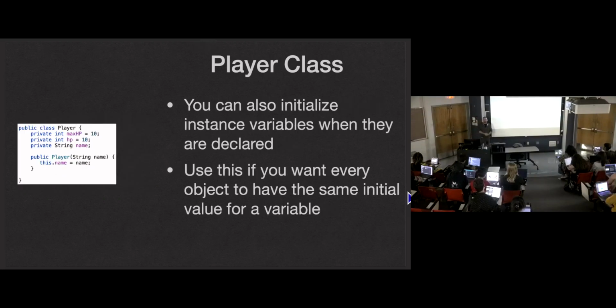And for what it's worth, you can initialize your instance variables inline, right when you declare them. If you have some instance variables where you want the same initial value for every single object of this type, you can initialize them right here and say, okay, every single player is going to start with 10 HP as their max HP. Let's just hard code that here and take that parameter away from the constructor. Then you only have to specify your name, and everybody starts at 10 HP.